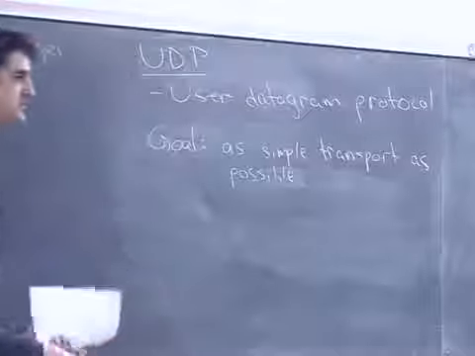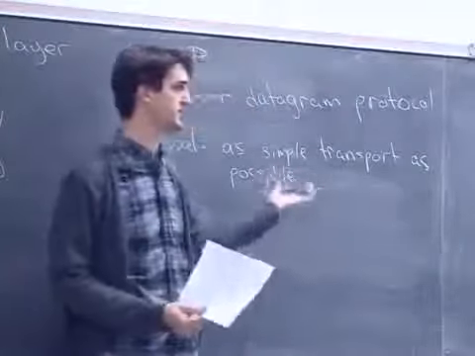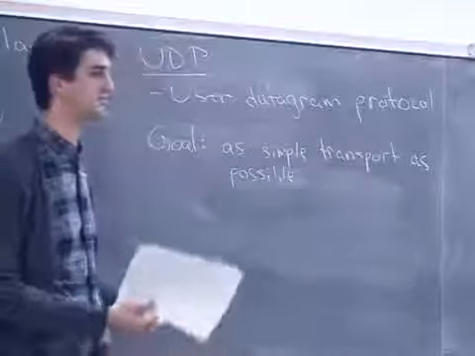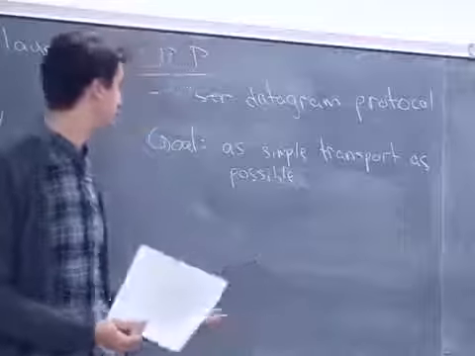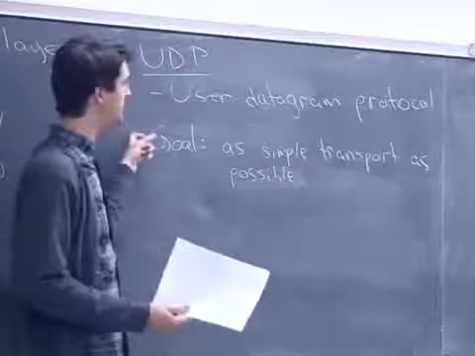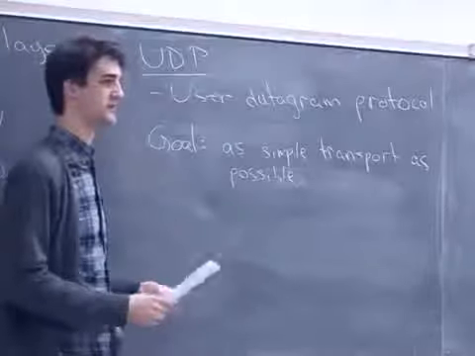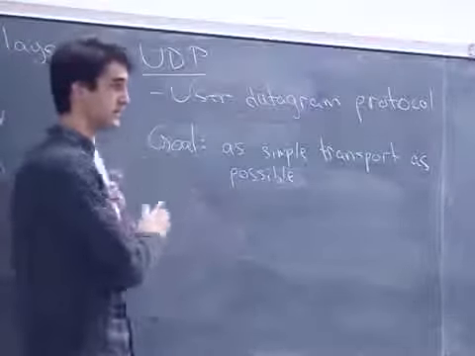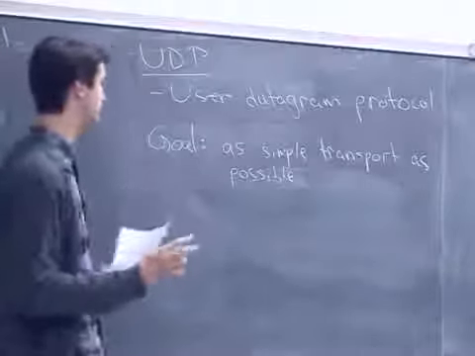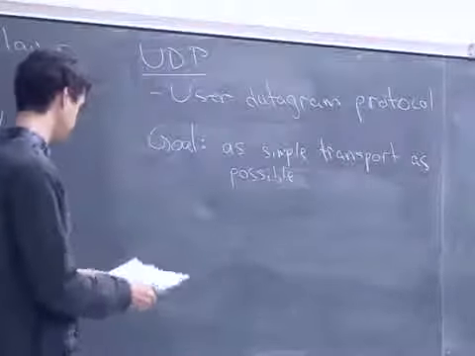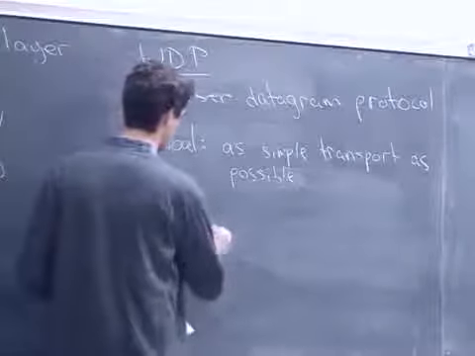Now, what do I mean by as simple as possible? If you recall the services I talked about earlier that the transport layer could provide, I said it could provide things like reliability, flow control, congestion control, and so on. Well, UDP doesn't provide any of that stuff. All it provides is the ability to make these end-to-end logical connections. It doesn't give you any sort of niceness like reliability. So it's a connectionless protocol.